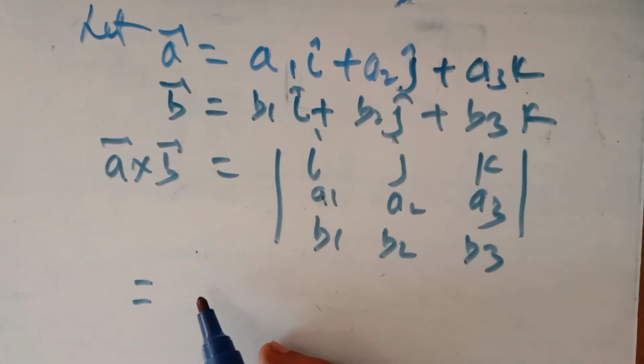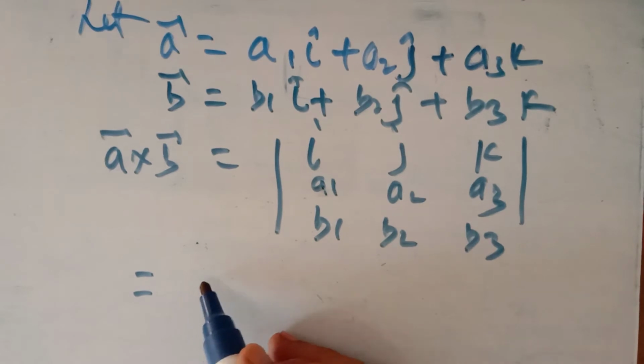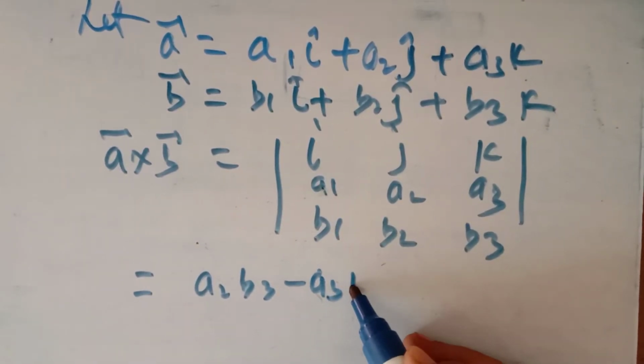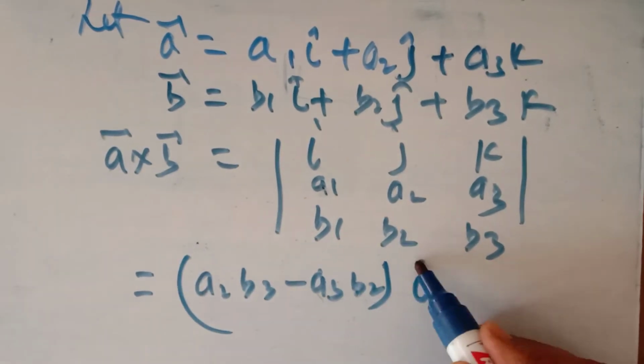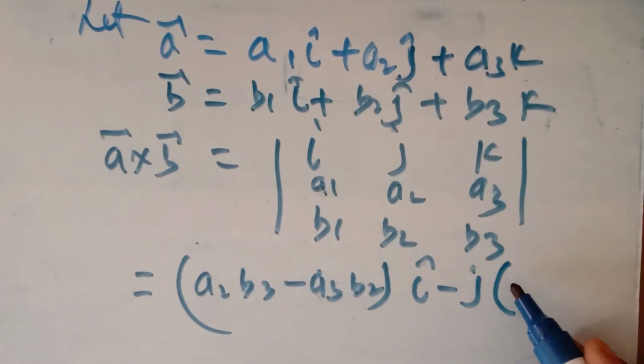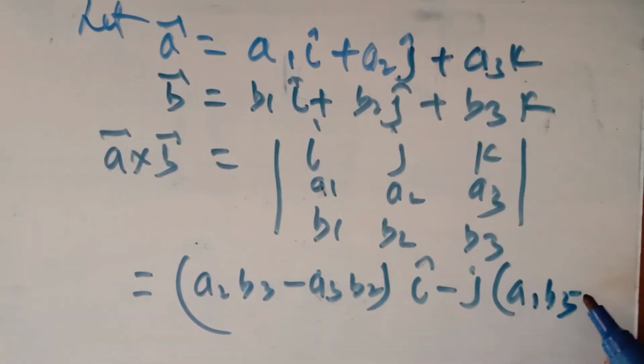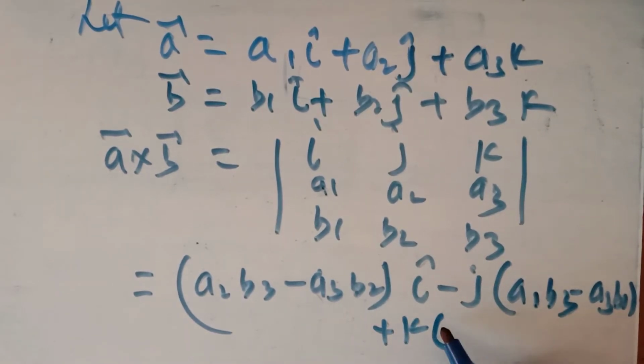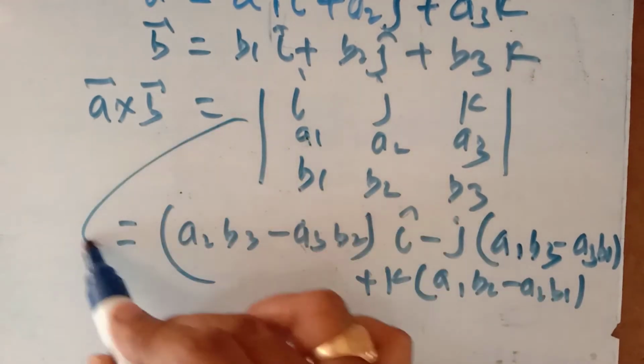When you expand it using the determinant, it will be (a2 b3 minus a3 b2) into i, minus j into (a1 b3 minus a3 b1), plus k into (a1 b2 minus a2 b1). This is the expansion of this. Now why is it equal to this?